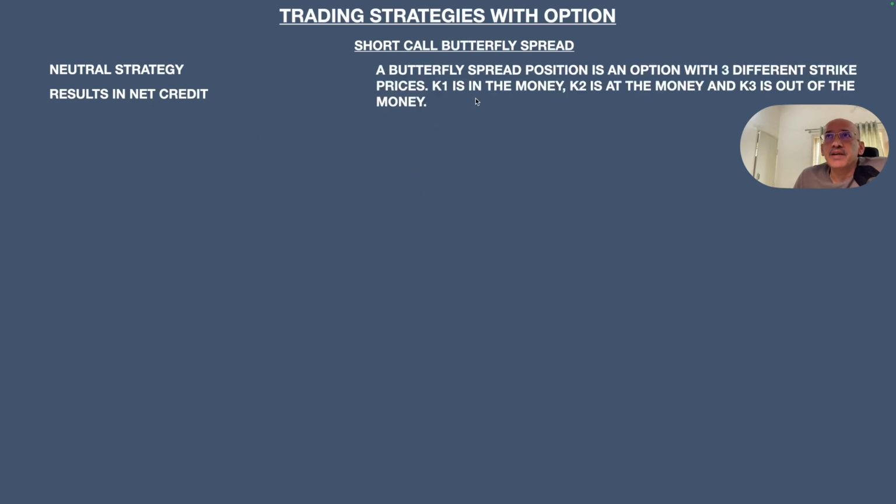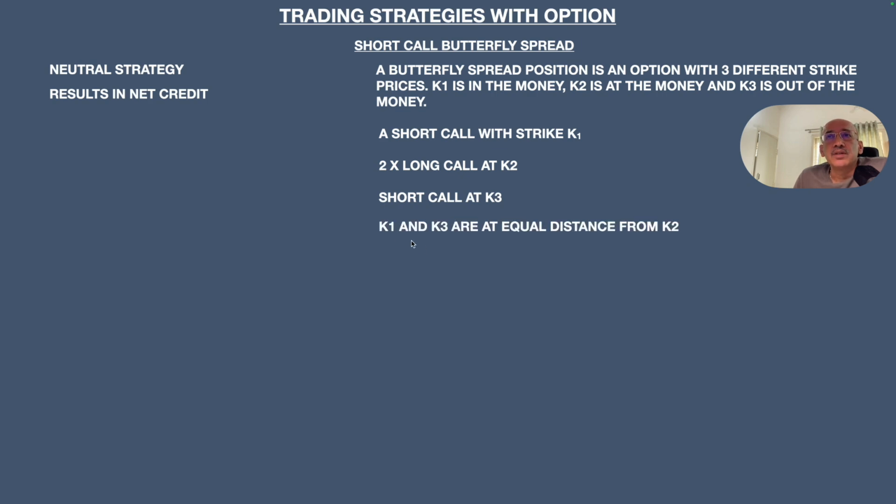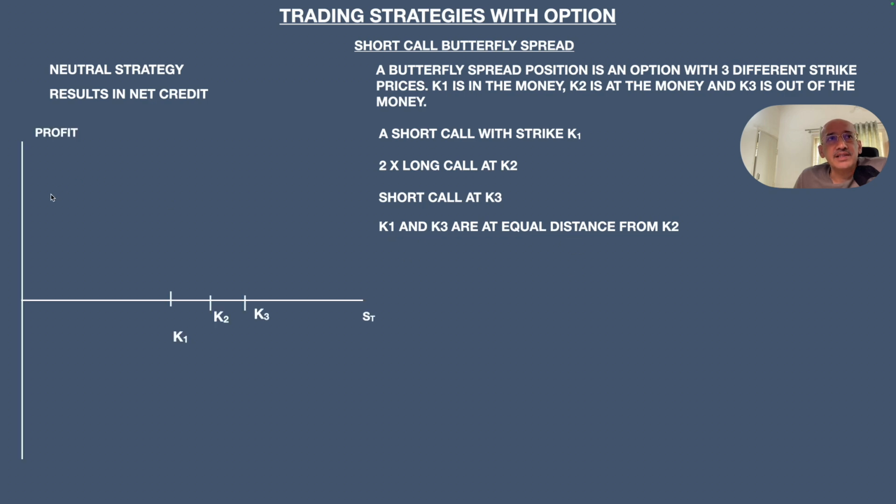Same position, K1 in the money, K2 at the money, and K3 out of the money. So what here we are going to do is, there is going to be a short call with strike K1 which will be sold, and you are going to buy two long calls at K2, that is at the money, and you are going to short call at K3, that is the far out of the money. And as usual, K1 and K3 are equal distance from K2. Now let us see how it looks like here.